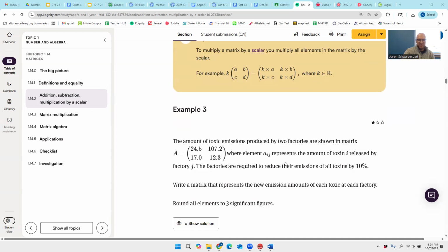If this is toxic emissions shown for two factories in a matrix where a_ij represents the amount of toxin i released by factory j, so there's two different toxins, two different factories. Factories are required to reduce their emission of all toxins by 10%. What is my scalar that I need to multiply by? Increase or reduce? Reduce by 10%. 0.9.